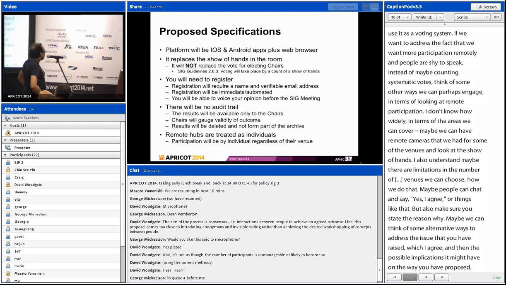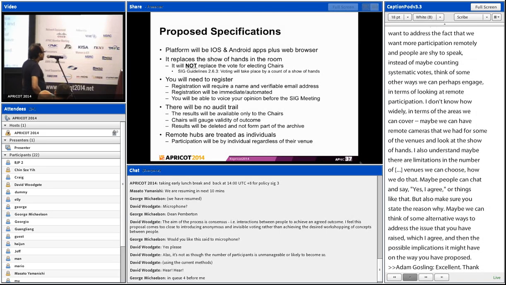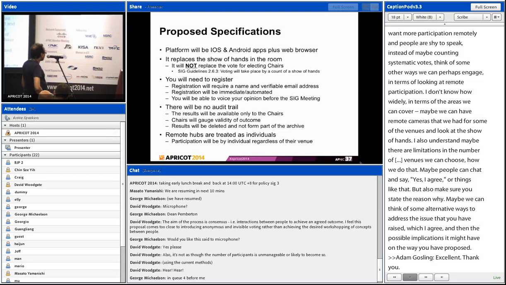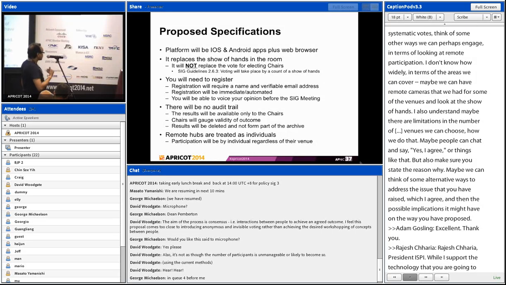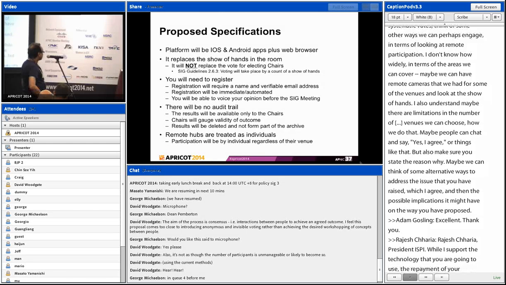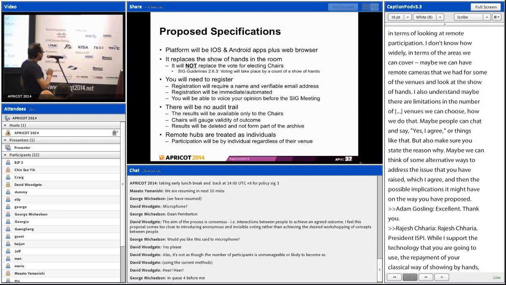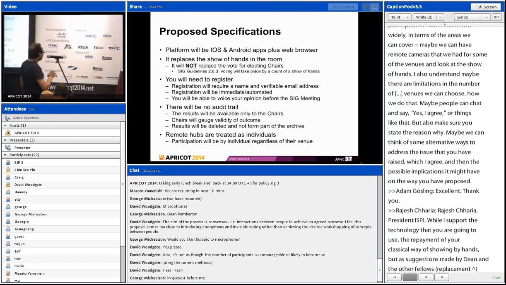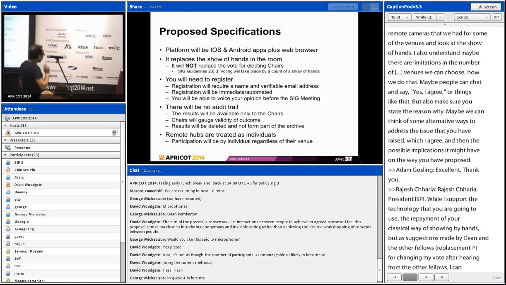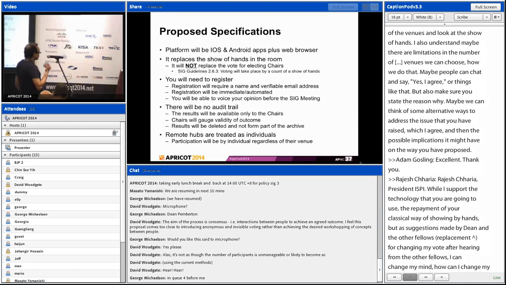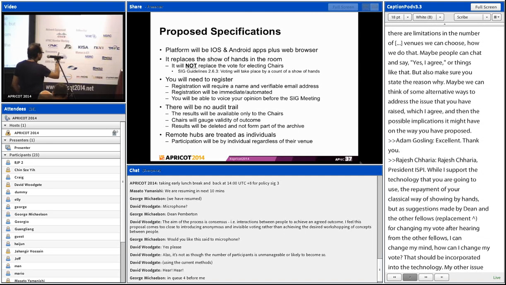Rajesh Charya, President ISPI. While I support the technology that you are going to use to replace the classical way of showing hands, as suggested by Dean and the other fellows, after hearing the other fellow, I can change my mind. How can I change my vote? That should be incorporated into the technology. My other issue is, when we are using this show of hand, what is the logic behind not using this process for the election of the chair?